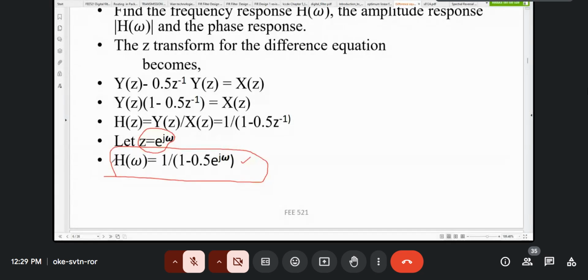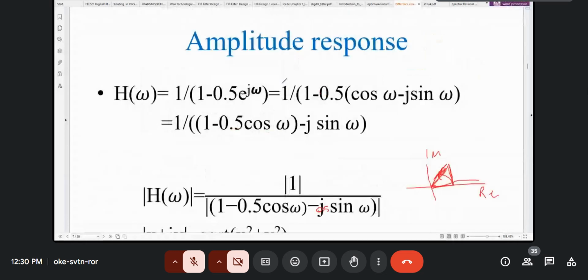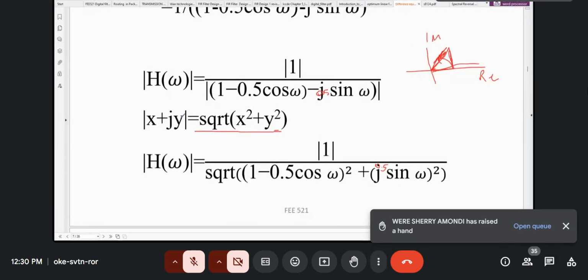To find the frequency response, you need to replace z with e to the j omega. So h of e to the j omega is 1 over 1 minus 0.5 e to the j omega. So that is the frequency response. So we have got that one. Then the next one is amplitude response. Amplitude response, if you have a complex, you have a, yes?